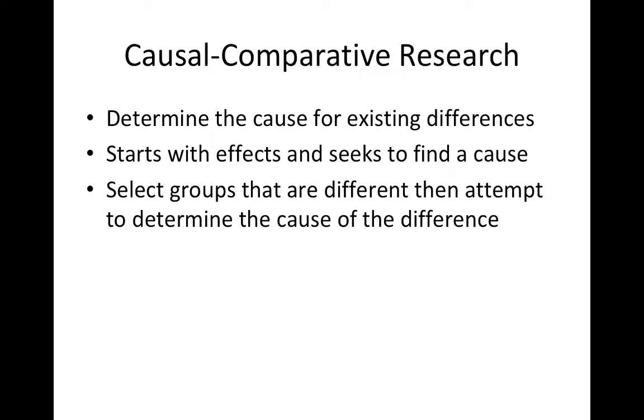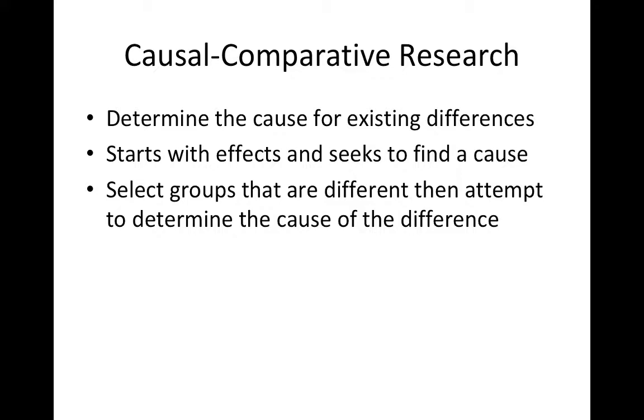But we're going to start talking about causal comparative research. And in causal comparative research, you basically determine the cause for existing differences among your subjects. If it's human subjects, then you're going to find causes for the differences that they exhibit. And you're going to start with the effects and seek to find a cause. So again, you're going to start with something that might have happened and maybe look for what makes those individuals who are the same, what makes them have that same result.